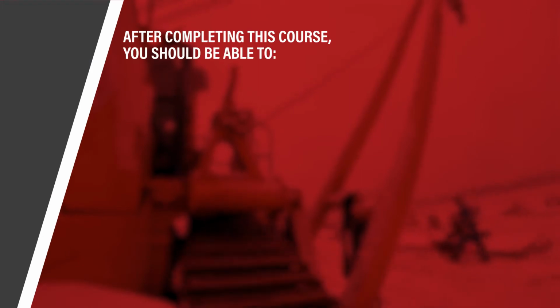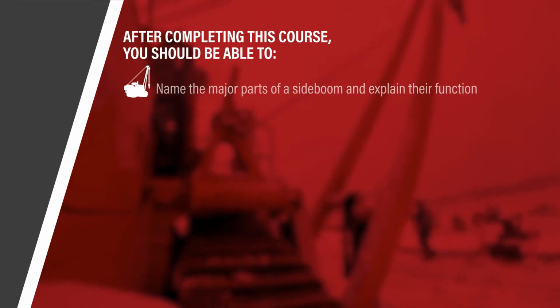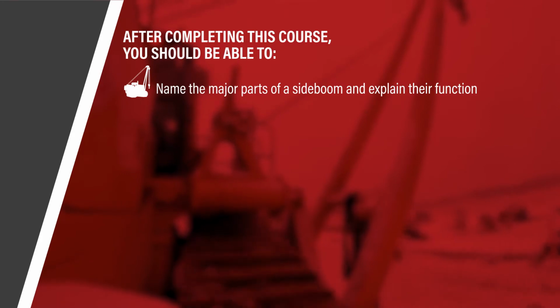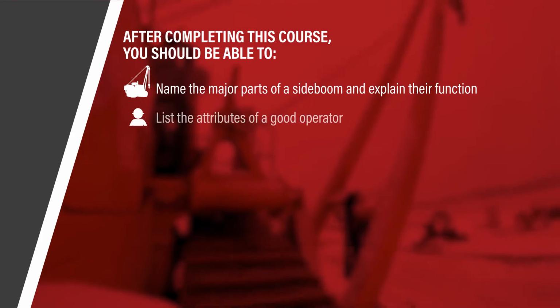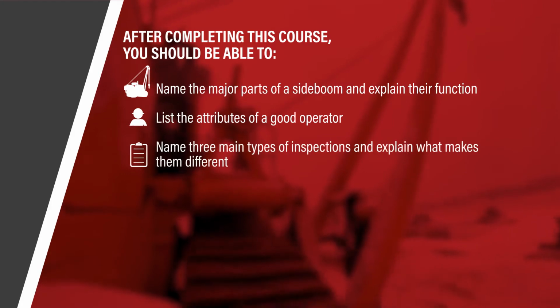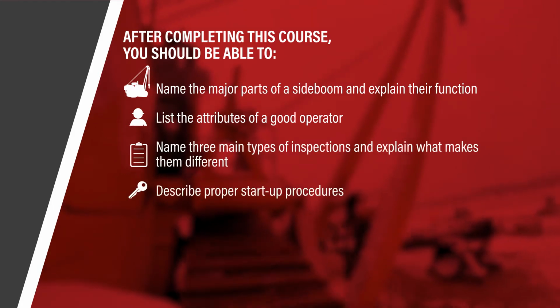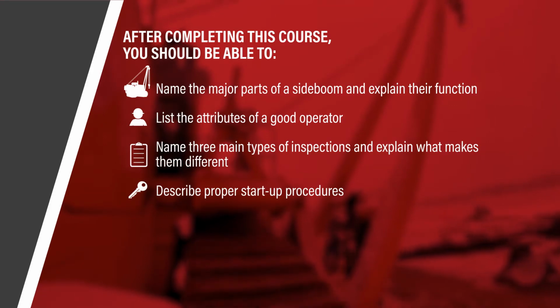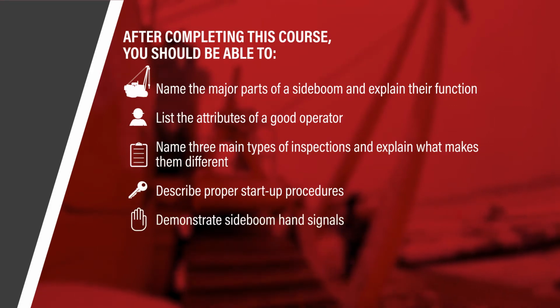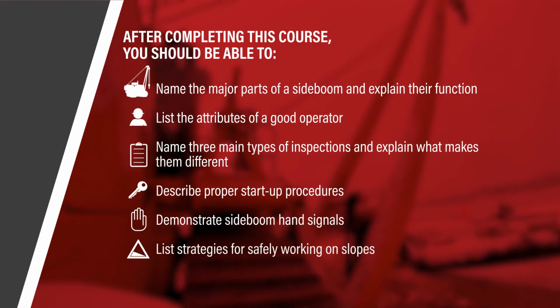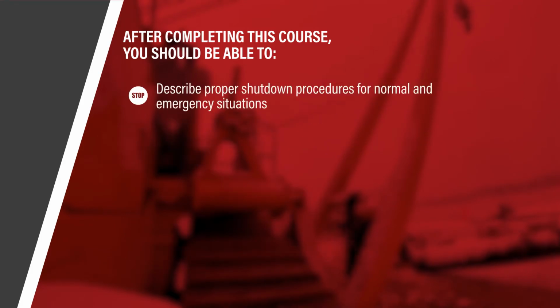After completing this course, you should be able to name the major parts of a side boom and explain their function. List the attributes of a good operator. Name 3 main types of inspections and explain what makes them different. Describe proper startup procedures. Demonstrate side boom hand signals. List strategies for safely working on slopes. Describe proper shutdown procedures for normal and emergency situations.